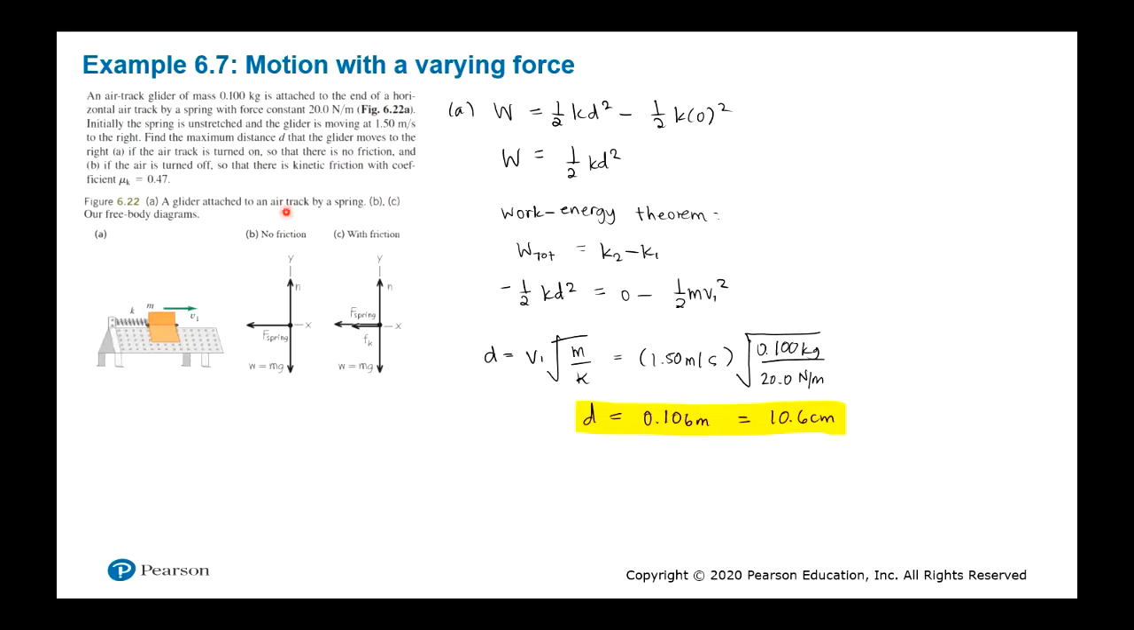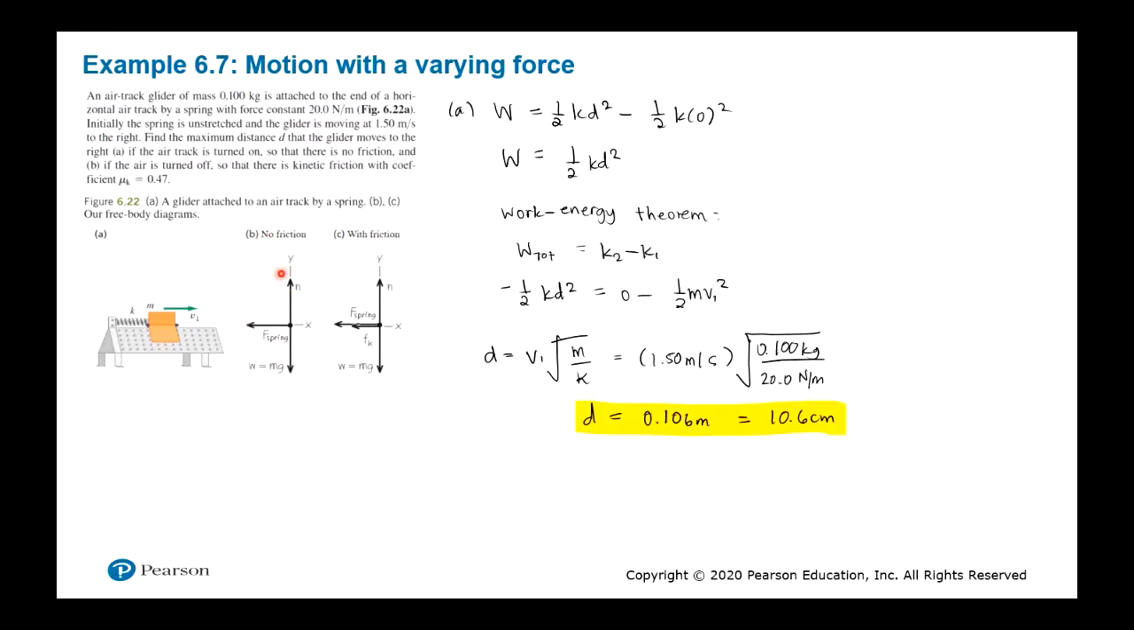Right, so here is our example. An air track glider of mass 0.1 kilograms is attached to the end of a horizontal air track by a spring with force constant 2 newtons per meter. Initially, the spring is unstretched and the glider is moving at 1.5 meters per second to the right. Find the maximum distance d that the glider moves to the right (a) if the air track is turned on so that there is no friction, and (b) if the air is turned off so that there is kinetic friction with coefficient mu_k equals 0.47. Okay, so this is our drawing from the book. And then we have these two free body diagrams.